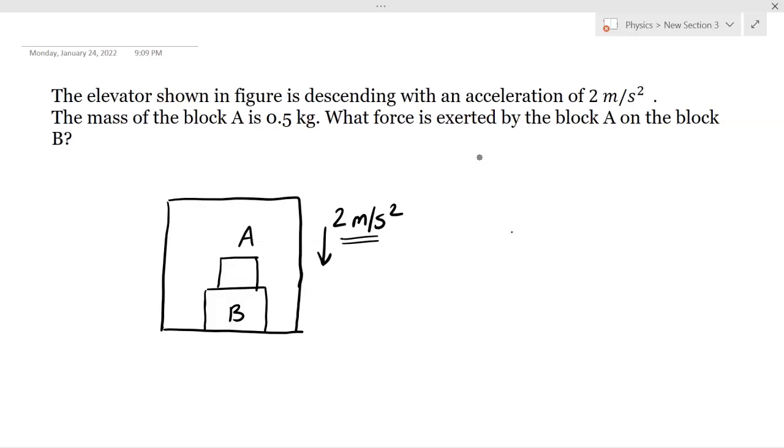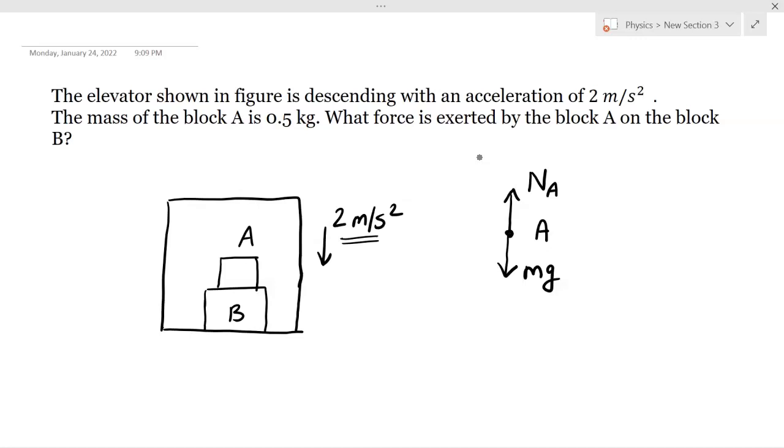Here, let's say this is the free body diagram of block A. There will be an upward force on block A. Let's call it the normal reaction N_A on block A, upwards, and there is a downward force mg. Now is there any other force on this block A? No, there is no other force.